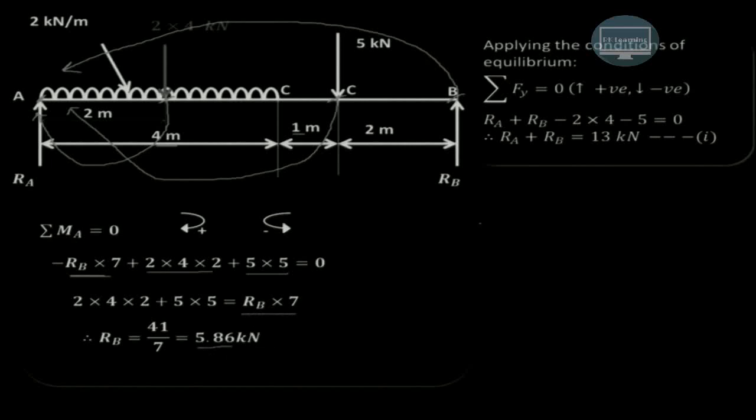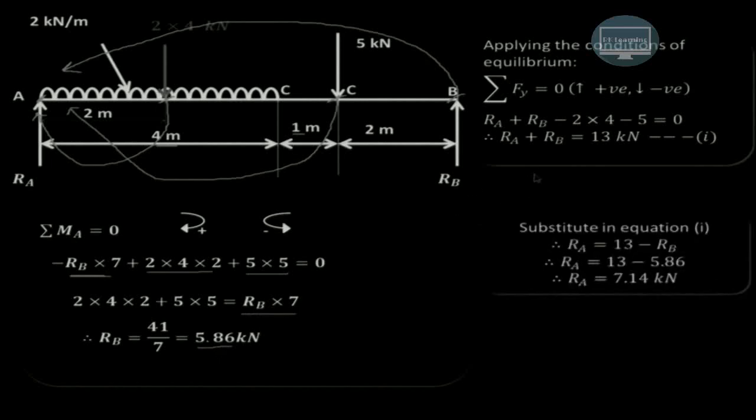Now we can substitute this value of reaction at B in this equation. So substituting this value in equation 1, we will get Ra is equal to 13 minus Rb, that is 13 minus 5.86, that is 7.14 kN. So we have obtained the reactions at A as well as reaction at B.